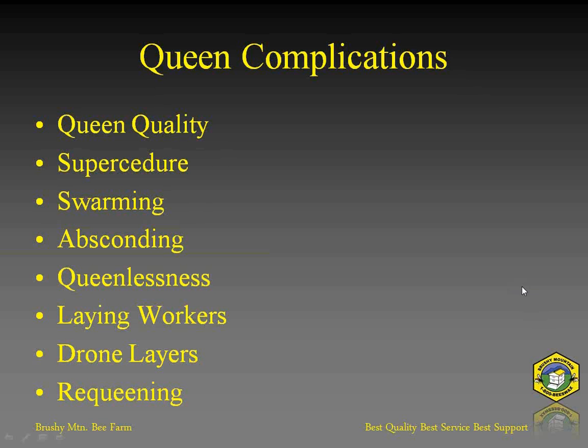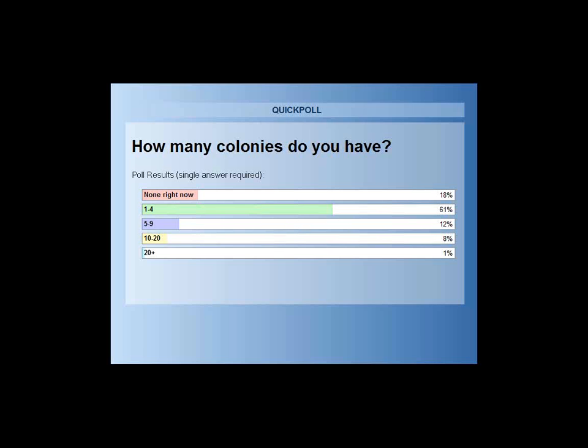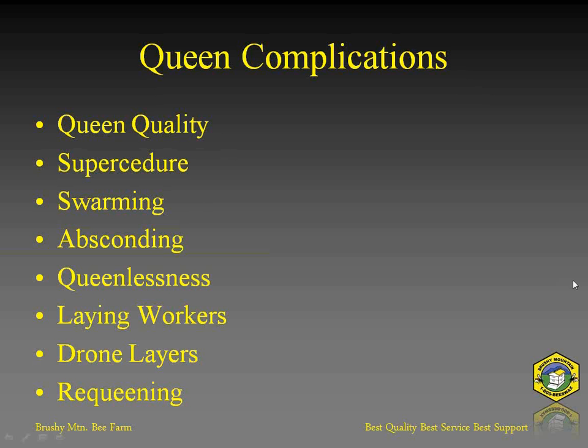Ooh, 99% of you cast a vote. Thank you very much. Let's take a look at those. We've got 61% of you that are between 1 and 4 hives. You can see the rest there. Some none right now, just getting started. Perhaps you're still doing some research, so that's good. I'll hide that.